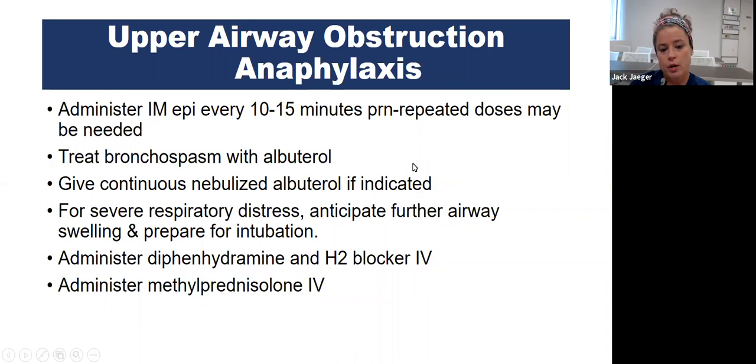If your upper airway obstruction is caused by anaphylaxis, you administer IM epi every 10 to 15 minutes as needed, and know that multiple doses may be needed. You want to treat bronchospasms with albuterol. You can give a continuous albuterol treatment if indicated.